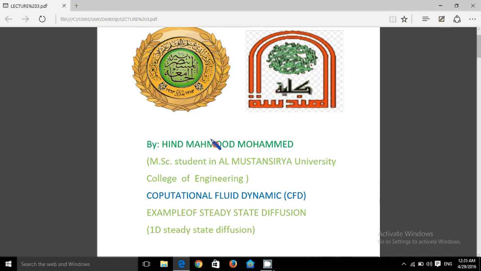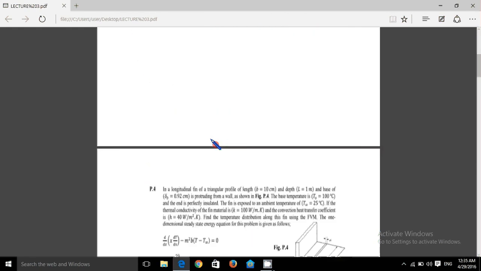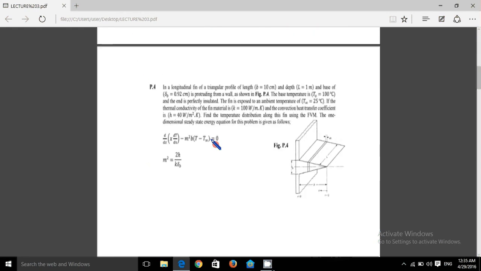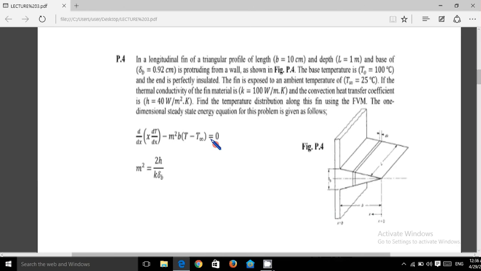Our lesson today in computational fluid dynamics: an example of steady-state diffusion, one-dimensional. First, I will read the example. A longitudinal fin of a triangular profile of length b equal to 10 centimeters and depth l equal to 1, and base of 0.92 centimeter, is protruding from a wall as shown in the figure.